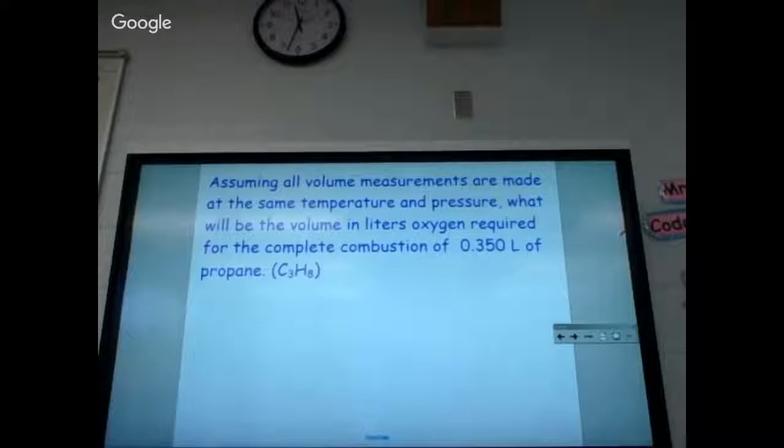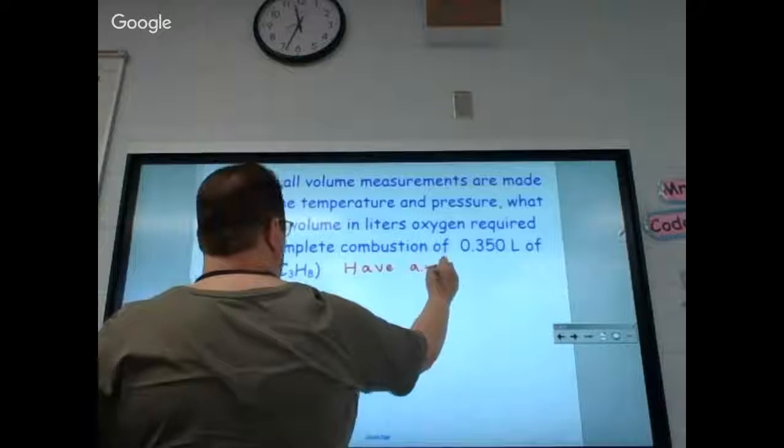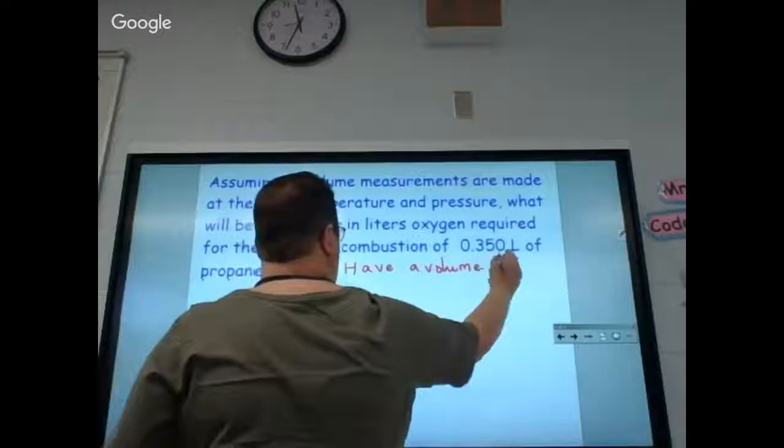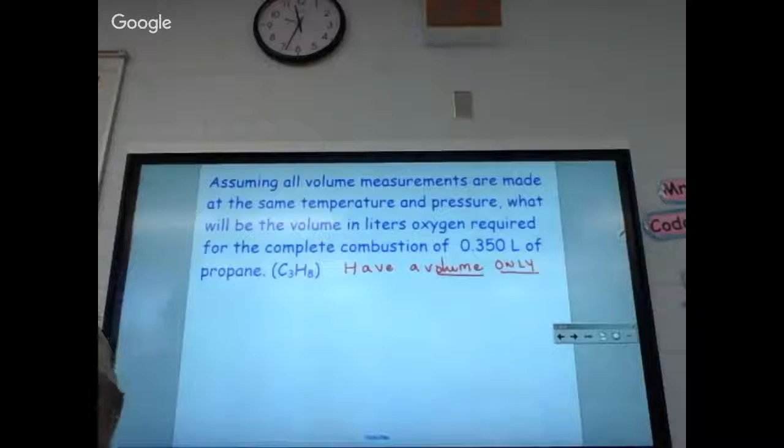All right, we got it written? All right, for those of you who are still writing, keep writing. Now, what kind of numbers do you see in the question as you're writing? Volume. You have a volume. Do you have anything else? No. That's all you have, okay? The only number you have here is volume. All right? Okay. That's all you have.